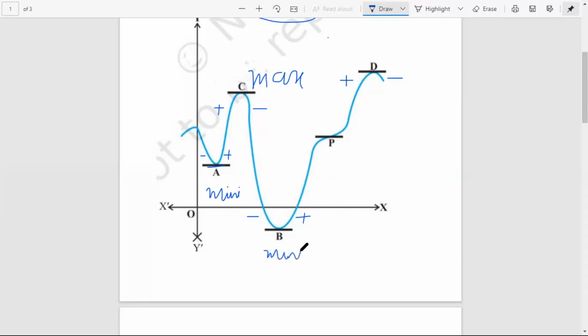We didn't speak about point P, right? Point P, immediate left, what is happening? Positive. Increasing. Positive. I want that answer. What would you say to the right of point P? Positive. Very good. So point P is a point of inflection. Very good.